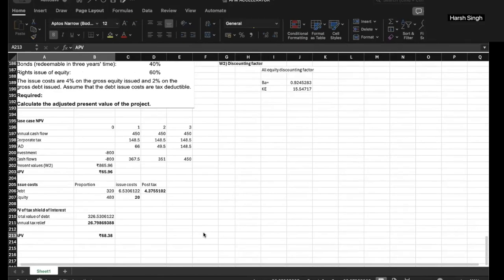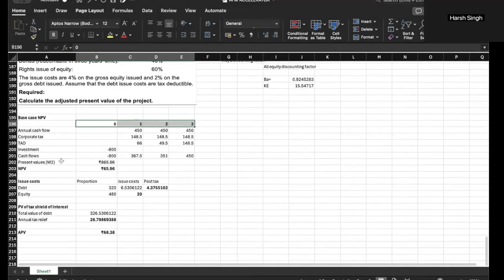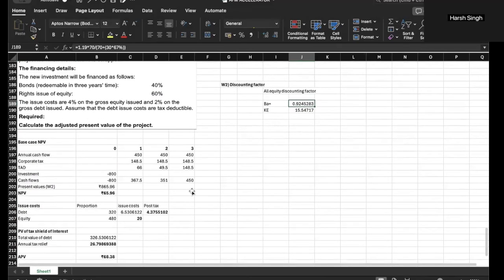Okay, so let me give you a summary of what we did new in this question. First of all, while solving the base case NPV, we found the discounting factor using the beta asset. Always remember this type of question can be tested, where you have to use beta asset to find the cost of equity. Why not beta equity? Because in base case NPV, the consideration of debt is not given.